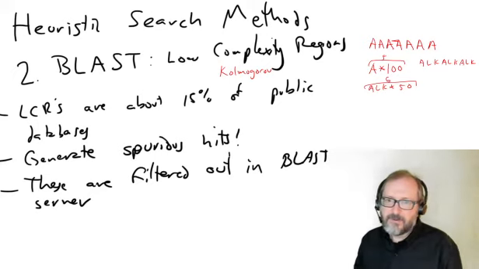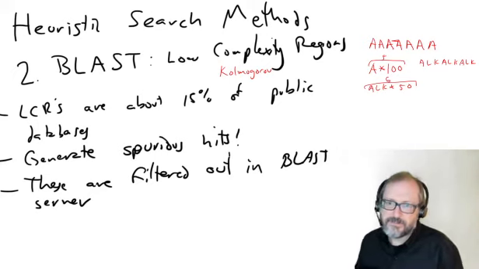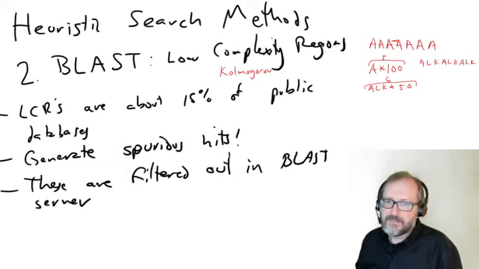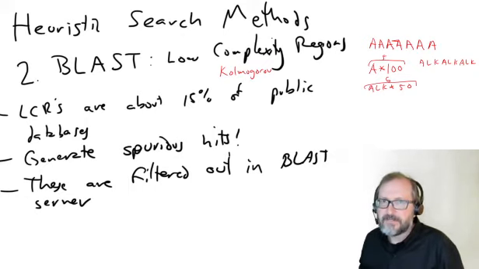So the point is that these low complexity regions exist in genomes. They are about 15% of public databases, and you could get reasonably high scoring alignments to them, but that doesn't reflect common ancestry. So you should consider them to be spurious. And there are programs to do this, and they've already been implemented on the BLAST server. So when you do a BLAST search, these are filtered out automatically.